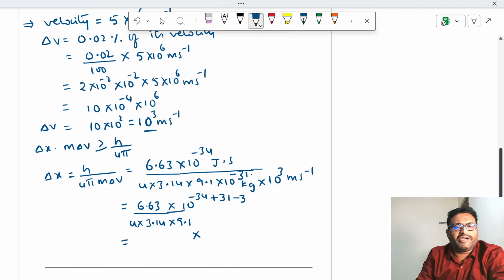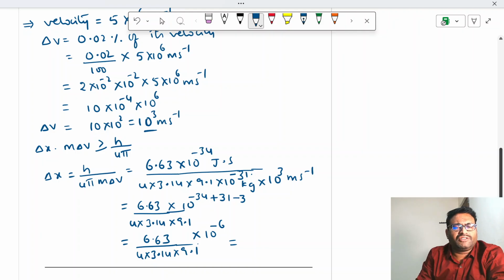Here, how much are you getting? 10 power minus 34, 3, 37, 31. So minus 6. So 6.63 by 4 into 3.14 into 9.1.